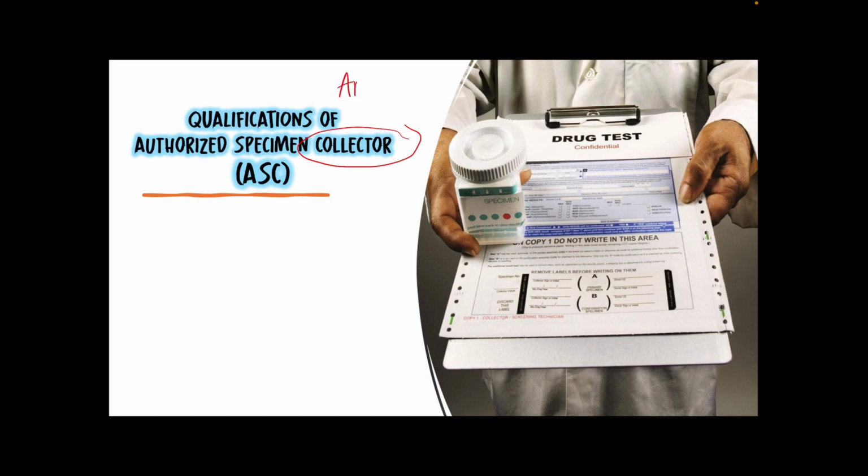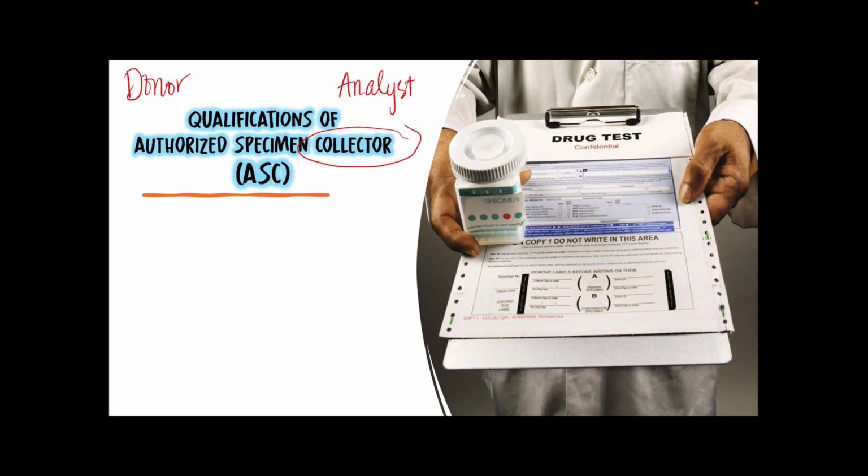But a drug analyst is allowed to conduct a test on the specimen of the donor. Again, a collector must not conduct a test on the specimen of the donor. It's only the analyst who is allowed to conduct drug testing on the specimen. And a donor is a person who is intended for drug testing.